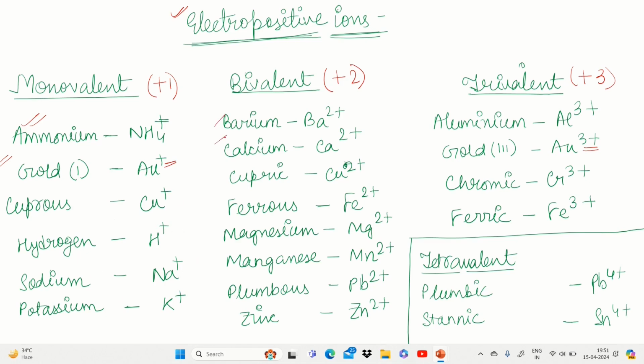Barium, calcium, cupric. Cupric is also a variable valency. Cuprous Cu +1, cupric Cu +2. Ferrous again a variable valency, +2, +3. Iron, ferric +3. Magnesium, manganese, plumbus and plumbic. Plumbus +2, plumbic will be +4. Zinc +2. Then aluminium, chromium or chromic and ferric. These are +3 common compounds. Plumbic is +4, stannic is also +4.